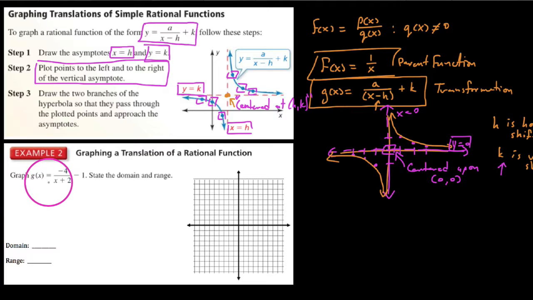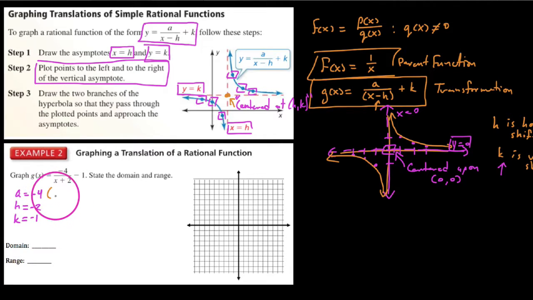We say that the graph of g of x here is negative 4 over x plus 2, minus 1. So the first thing I want to do is identify a, h, and k. It looks like the a value here is negative 4. And h, it's backwards, would be negative 2, and our k value looks like negative 1.